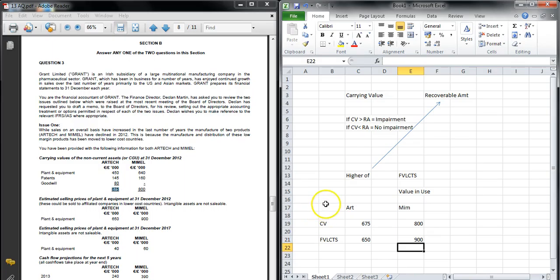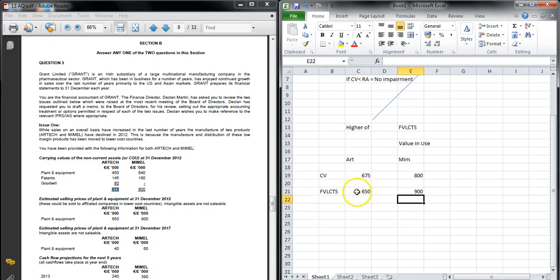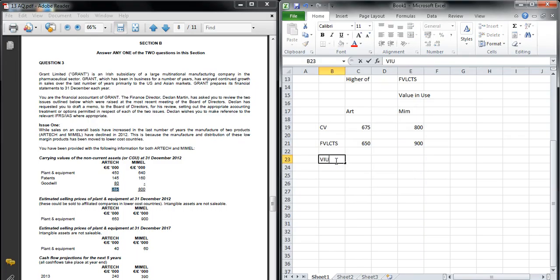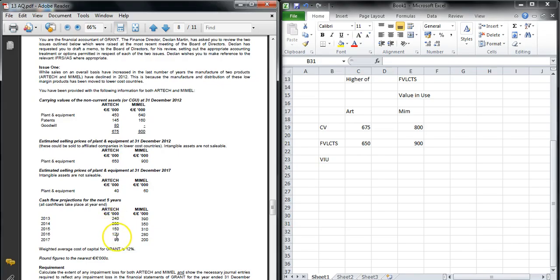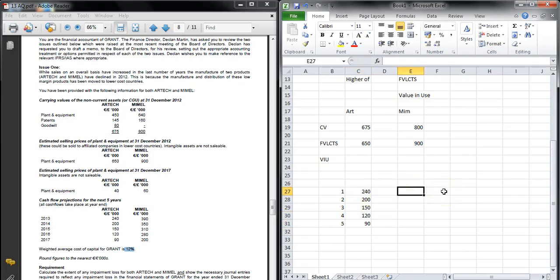So the only final thing we need to calculate now is what's called the value in use. And to get the value in use, so we leave a VIU there, we come down here and we need to discount the future cash flows. So for the next 5 years using the 12%. So for Artec, we'll call it cash flow 1, 2, 3, 4, and 5. Cash flow year 1 is 240, 200, 150, 120, and 90. And the cash flows for MIML will be 390, 350, 310, 280, and 200, all given to you in the question.